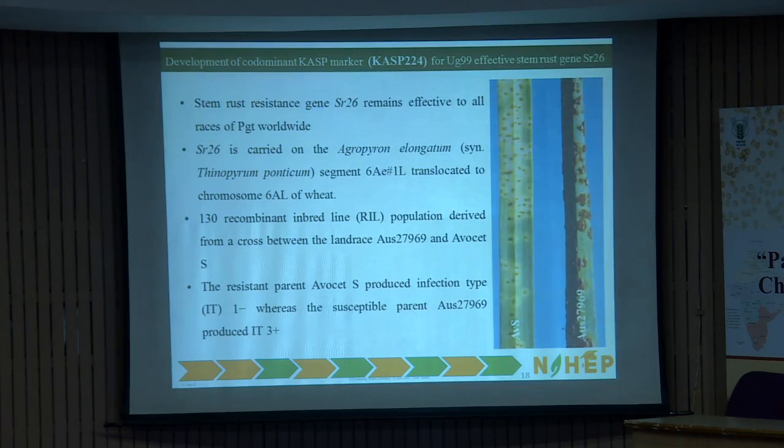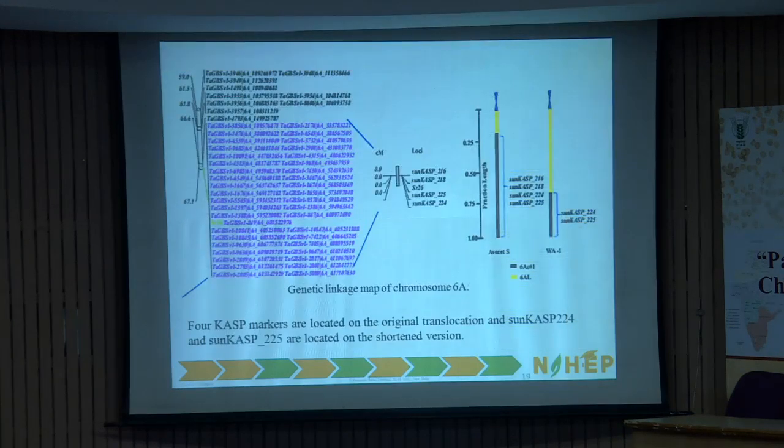Sr26 is a stem rust resistance gene which is effective against all the races of Ug99, the TTKSK pathotype, the most aggressive pathotype available until now in India. We had 130 recombinant inbred lines of this, and the resistant was giving 1 minus and the susceptible was 3 plus. We wanted to identify a SNP marker, codominant and repeatable across laboratories, for this gene. Then we sent that for TGBS. In Australia, I said about 90K. In India, we have 35K.